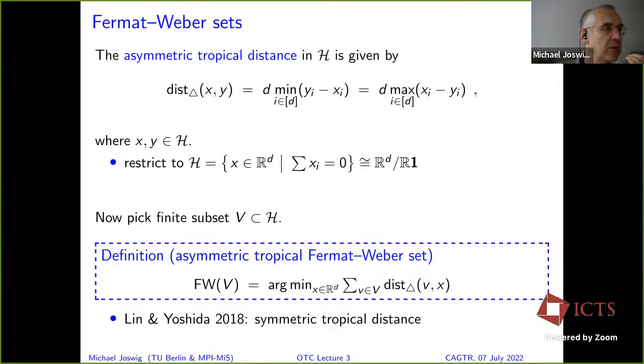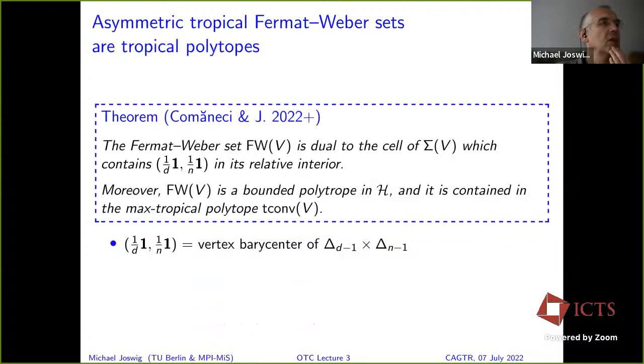But I should point out that this Fermat-Weber problem has been studied before by Lin and Yoshida for that other distance function. So there are results for that distance function which are different from ours. Okay, so now the key result. There's a whole sequence of results, but let me just pick out one. The key result says these tropical Fermat-Weber sets with respect to this asymmetric distance function are tropical polytopes, max tropical polytopes. Making use of the structure theorem of tropical convexity, I can say absolutely precisely what the Fermat-Weber set is, right?